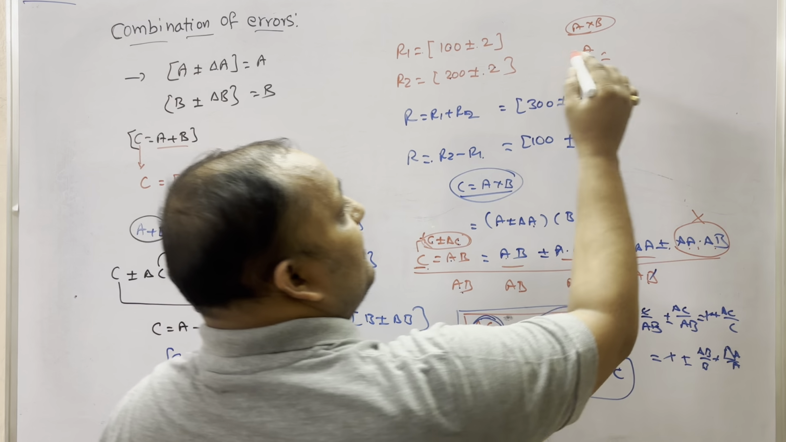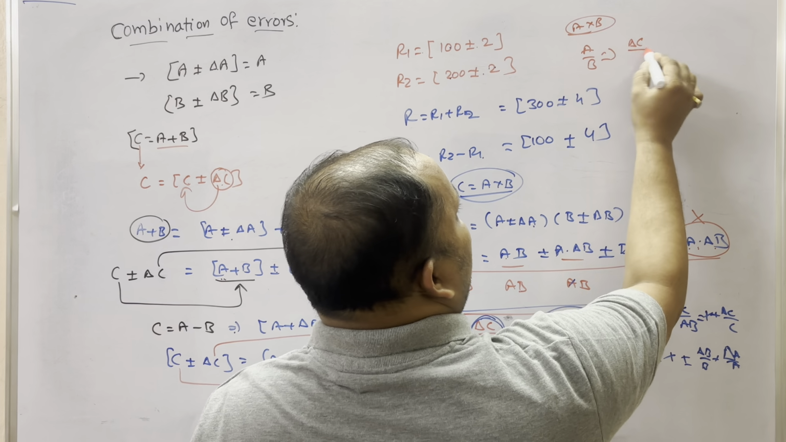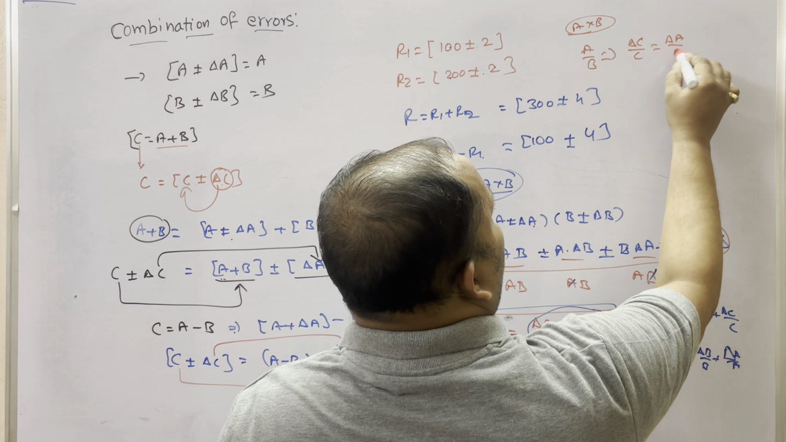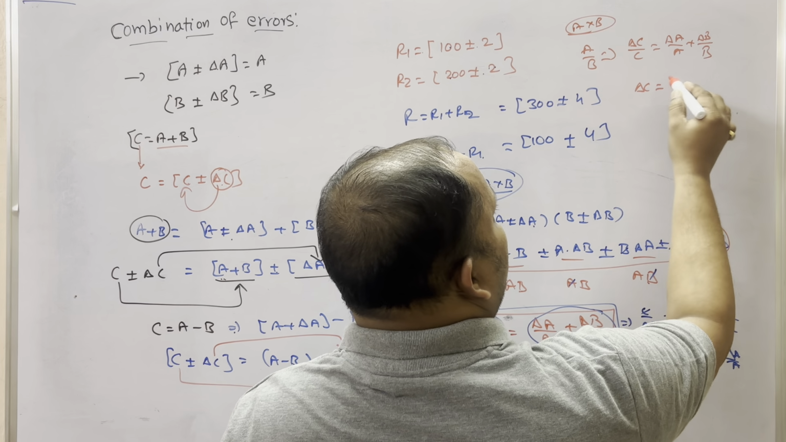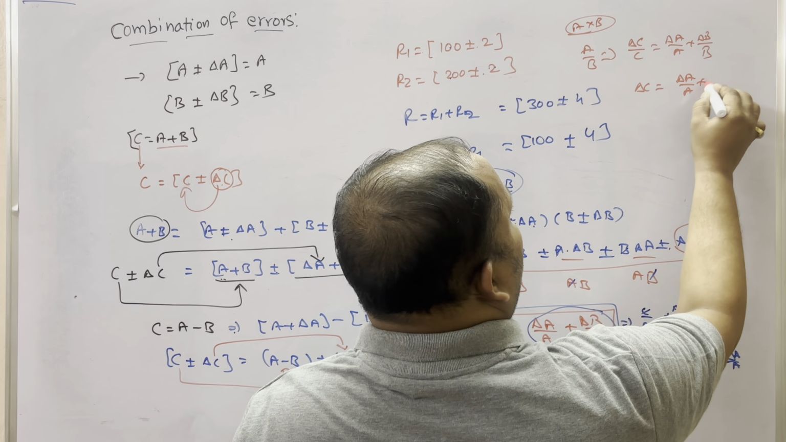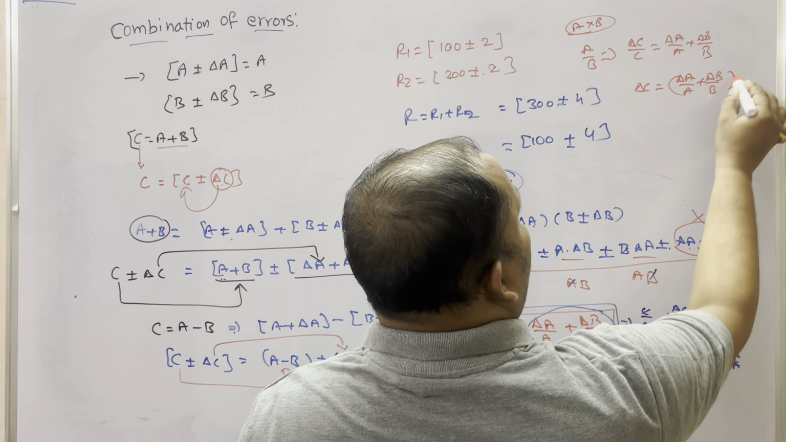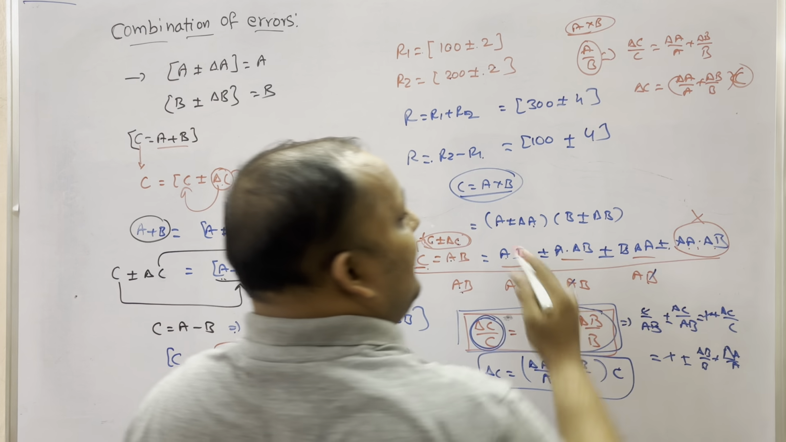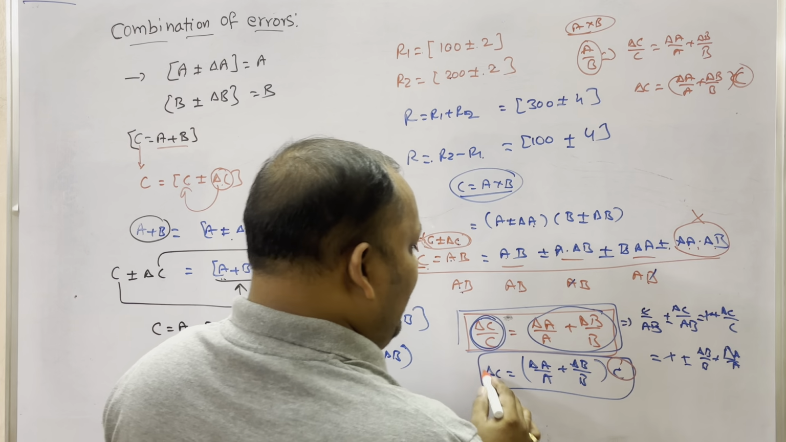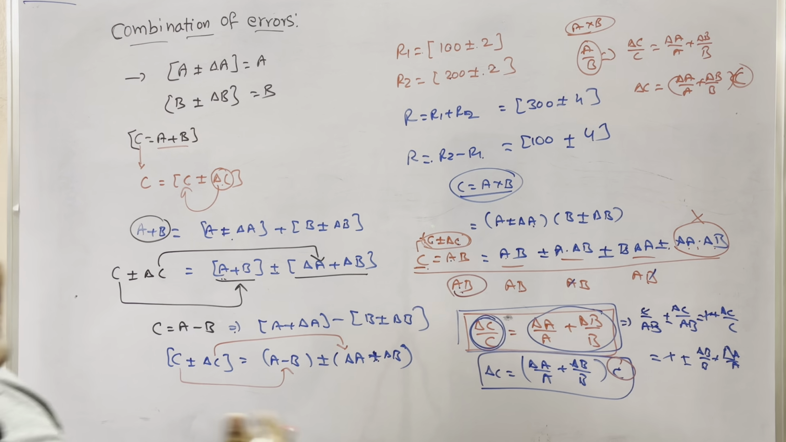For division also we will do delta C by C equal to delta A by A plus delta B by B. So delta C is equal to delta A by A plus delta B by B, into C. This C will be A by B in division. This C will be A into B in multiplication. If you do one problem, you are going to get the idea of that.